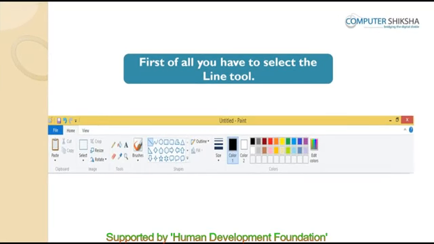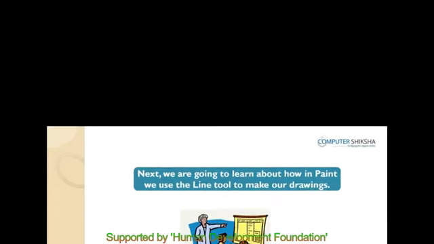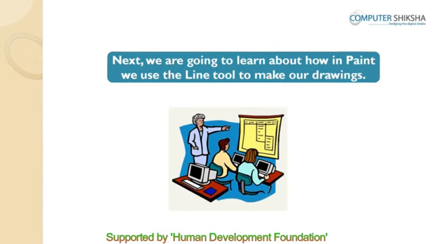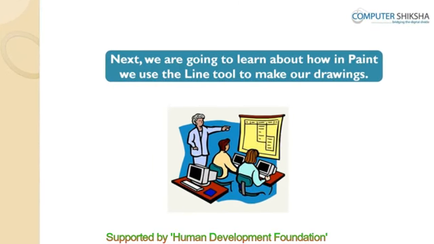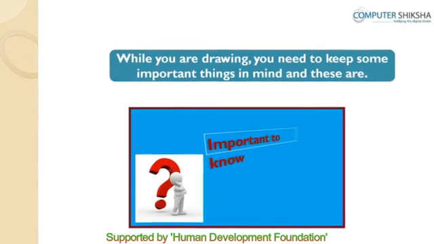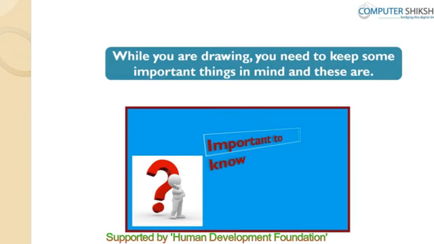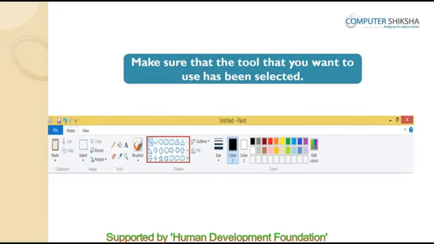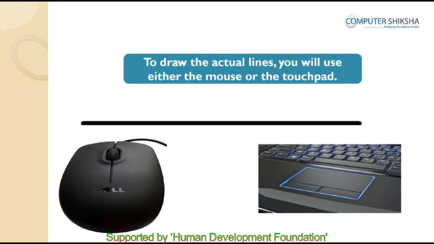In order to use the line tool, first of all, you have to select the line tool. Remember that once you select the line tool, you will be able to only draw lines in your drawing space. Next, we are going to learn about how in Paint we use the line tool to make our drawings. While you are drawing, you need to keep some important things in mind, and these are: make sure that the tool that you want to use has been selected. To draw the actual lines, you will use either the mouse or the touchpad.